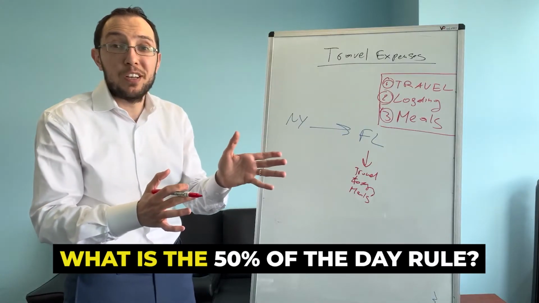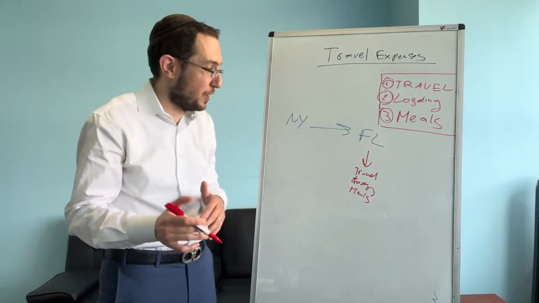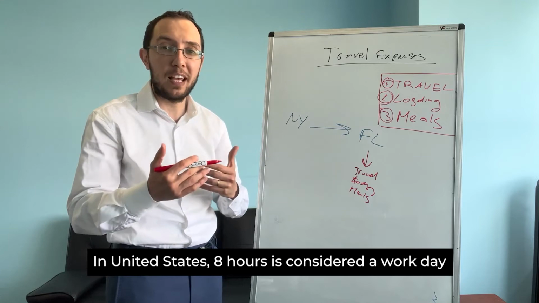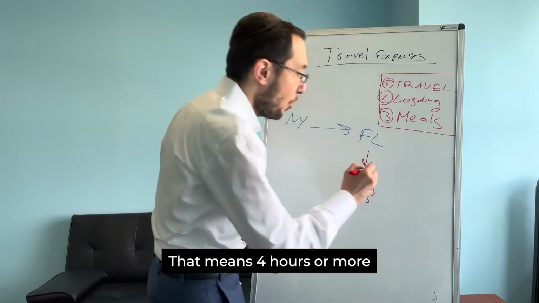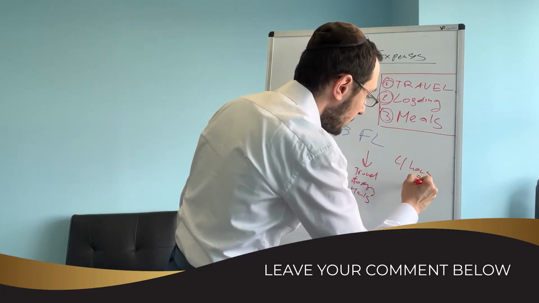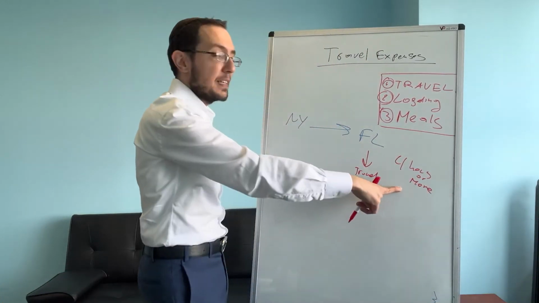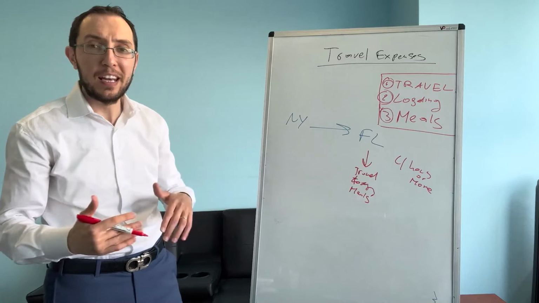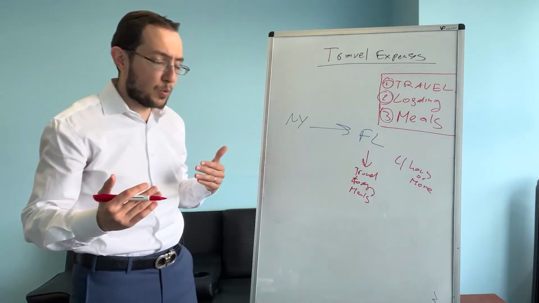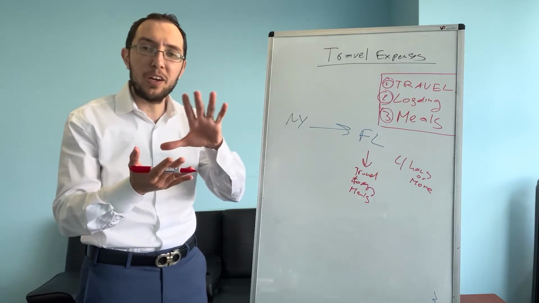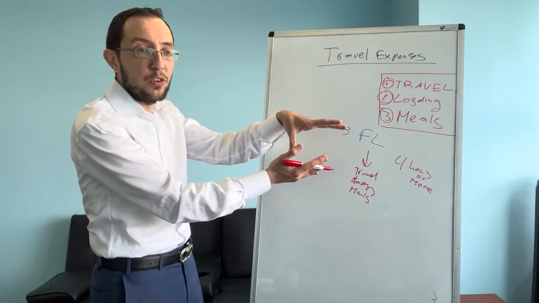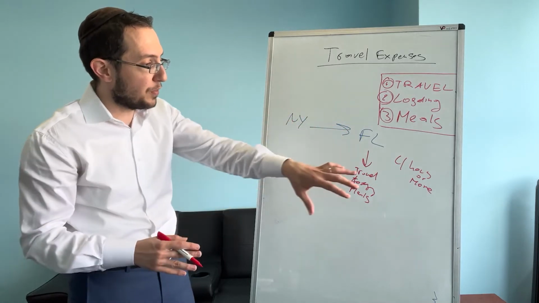What is the 50% of the day rule? It's not 12 hours, right? In the United States, 8 hours is considered a work day. That means 4 hours or more is spent on working. Some of your industries might say, well, in my day, it's less than 8 hours per workday. Okay, let's just stay with this IRS definition and what the IRS considers a workday, because that is what they're really focused on. So we've got 4 hours or more.